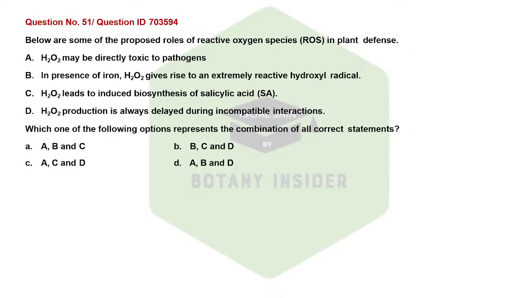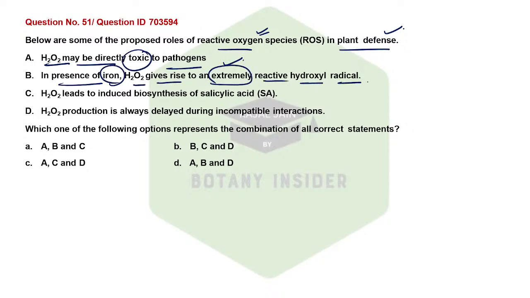Give this question a try, everyone. Below are some of the proposed roles of reactive oxygen species in plant defense. First, H2O2 may be directly toxic to the pathogen. Second, in the presence of iron, H2O2 gives rise to an extremely reactive hydroxyl radical. Third, H2O2 leads to induced biosynthesis of salicylic acid. And fourth, H2O2 production is always delayed during the incompatible interaction. You have to write down which of the following options represents the correct combination.